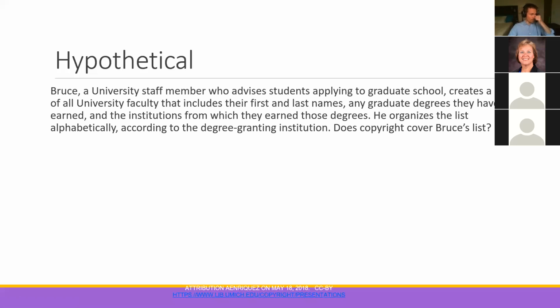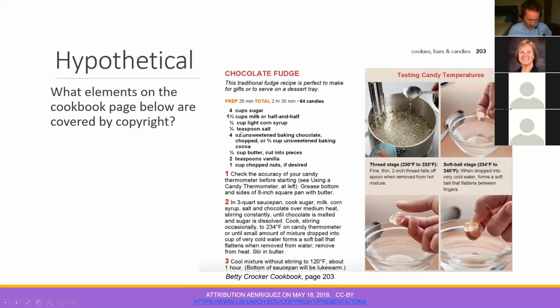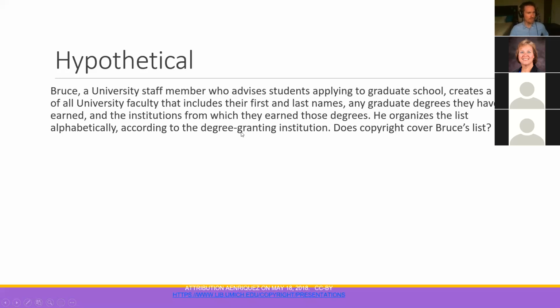The next one: Bruce, a university staff member who advises students applying to graduate school, creates a list of all university faculty that includes their first and last names, any graduate degrees they have earned, and the institutions from which they earned those degrees. He organizes the list alphabetically according to the degree-granting institution. Does copyright cover Bruce's list? I'm just going to give everyone the answer.